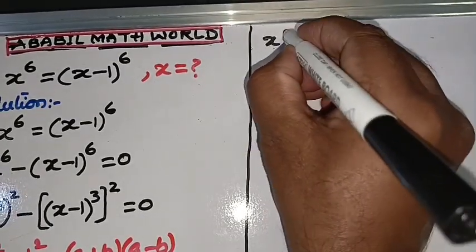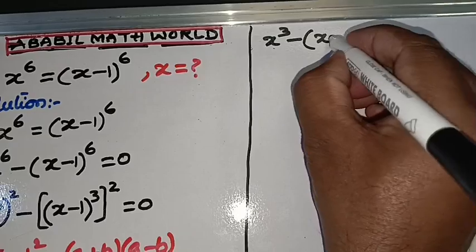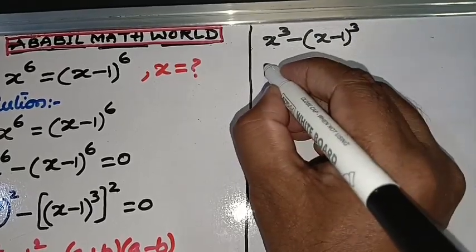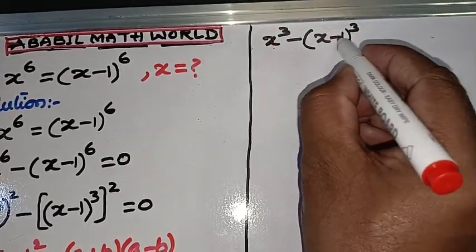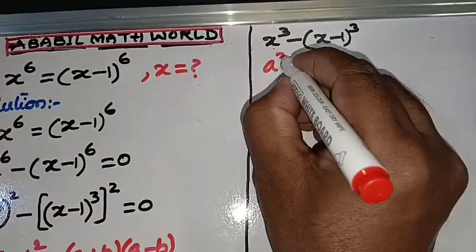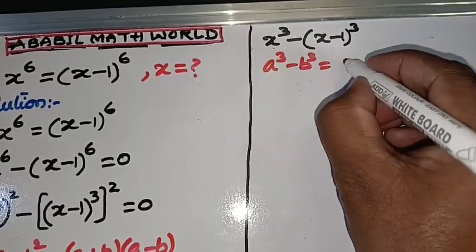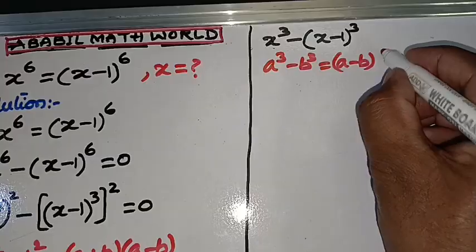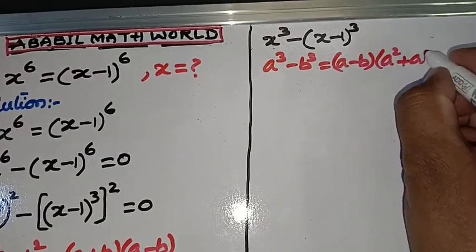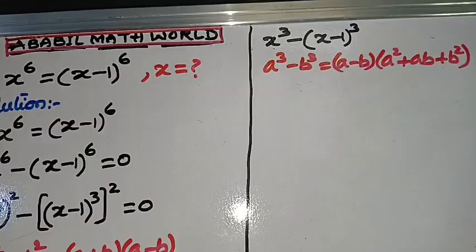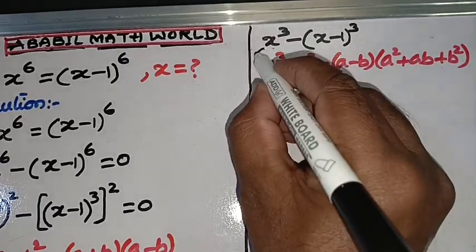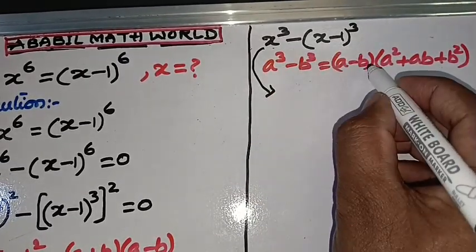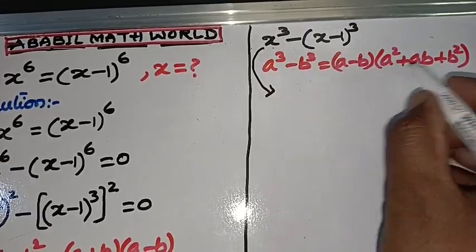So here it is, x cubed minus (x minus 1) whole cubed. To expand it, if we treat x is equal to a and x minus 1 is equal to b, it comes in the form a cubed minus b cubed. Its expansion is (a minus b) into (a square plus ab plus b square). This is the expansion. So using this one, the actual left hand side, I try to write this in the form of this right hand side.